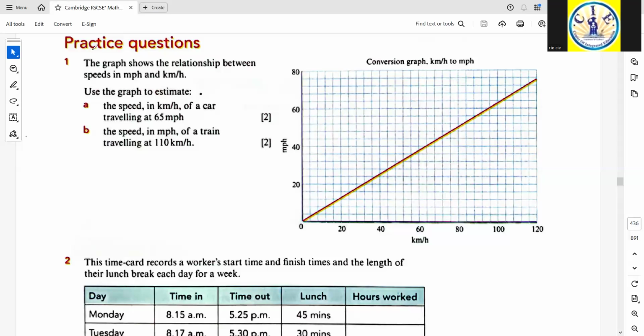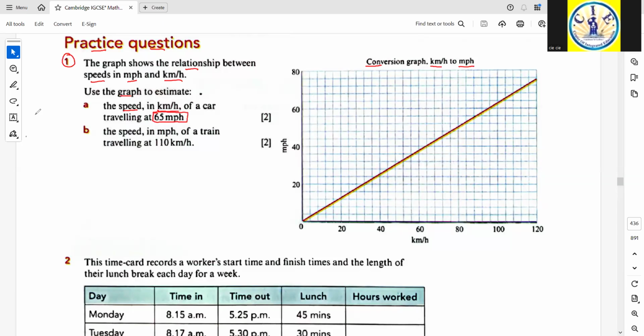Now we are going to solve practice questions of chapter number 13. This is question number 1. This is a conversion graph from kilometer to miles per hour and vice versa. The graph shows the relationship between speeds in miles per hour and kilometer per hour. Use the graph to estimate the speed in kilometer per hour of a car traveling at 65 miles per hour.